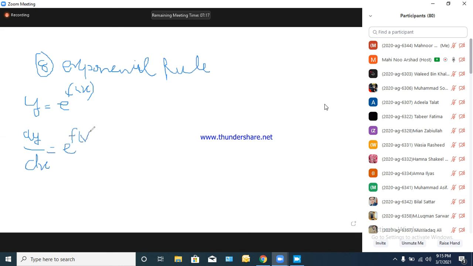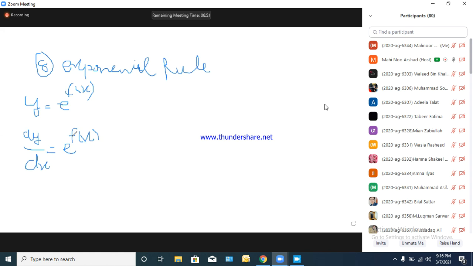Students, here is the same rule as I have taught you before, the 7 rule, because here also it is a constant raised to the power function. Exponential number is also a constant number, as pi is a constant number. In the same way, e is a constant number.